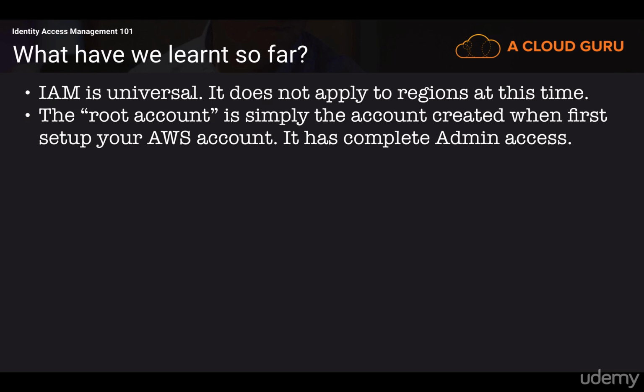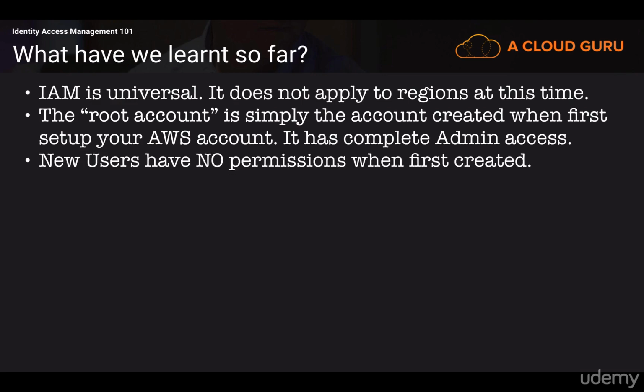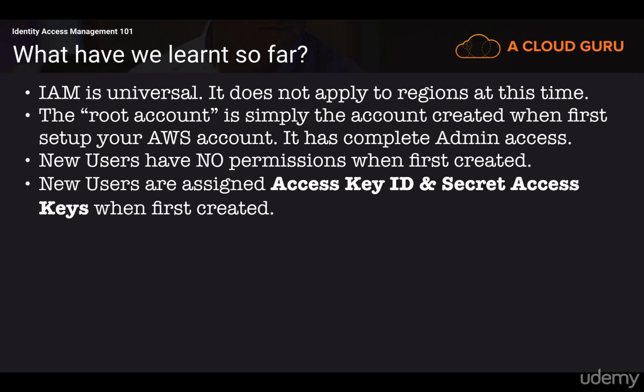We've learned that the root account is simply the account created when you first set up your AWS account, and it has complete admin access by default. That is the only account that's going to have complete admin access by default. When you create new users, the opposite is true. They have no access to do anything by default, which is my next slide. So new users have no permissions when first created.